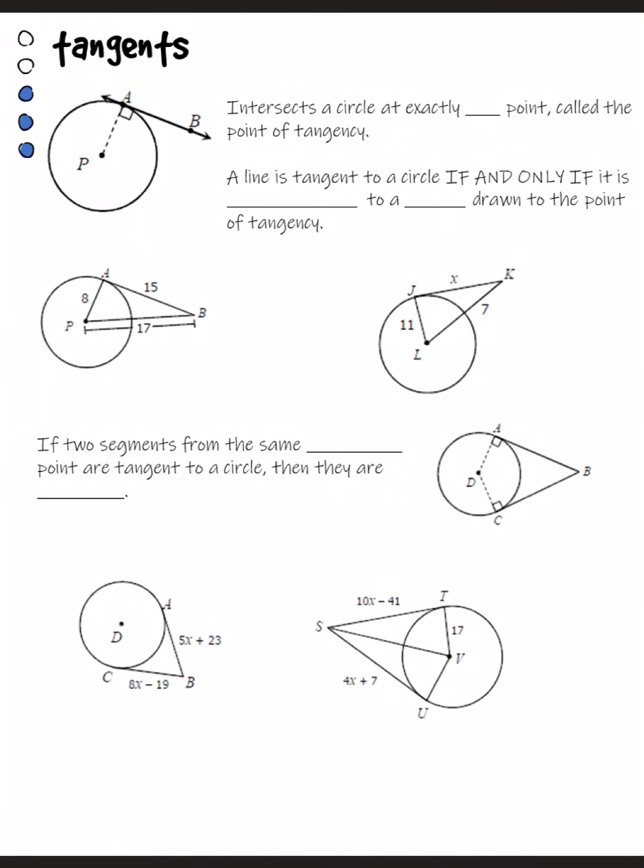Let's talk tangents. Remember, a tangent is the line that hits the circle in one place, but it's mostly outside the circle. So it intersects the circle at exactly one point. And that point, this point right here, is the point of tangency. A line is tangent to a circle if and only if it is perpendicular.